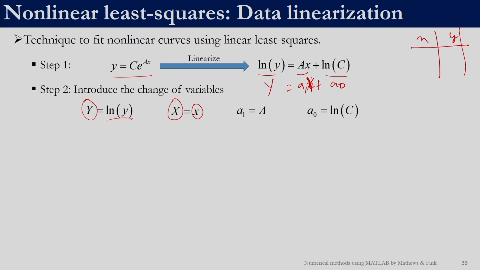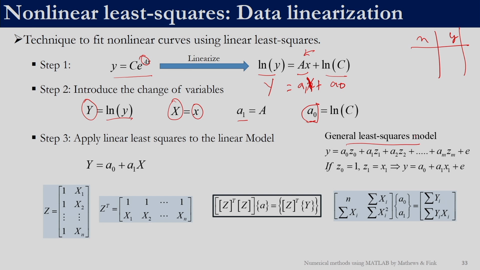The uppercase X is nothing but the values which we get directly, only the y has to be transformed, and when we solve, what we will get is a0 and a1. The a1 would directly correspond to this a in our model, whereas the a0 which we get does not represent c, but we need to take the exponential of a0 to actually get the value of c. So, the nonlinear model which we have, we are doing data linearization to convert into a linear form, and then we can apply the same general linear least squares which we discussed.